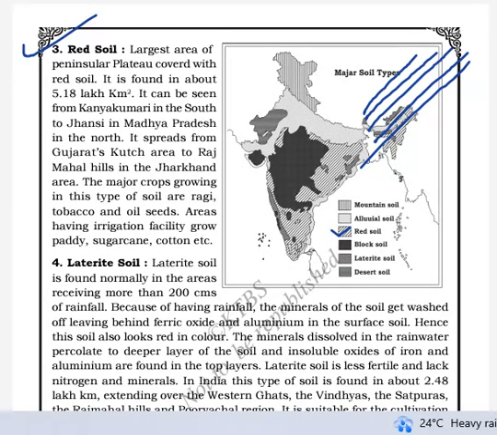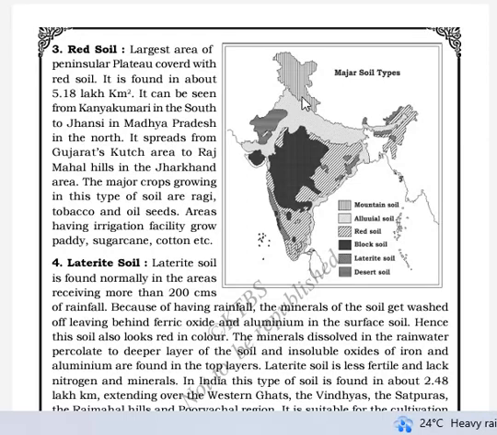It can be seen from Kanyakumari in the south to Jhansi in Madhya Pradesh. You can see Kanyakumari, it is present in the south area, and near Jhansi in the Madhya Pradesh area, you can see this soil. It spreads from Gujarat's Kutch area to Rajmahal Hills in Jharkhand. In the Gujarat areas also, you can see this soil, and in Jharkhand, in this area, you can see this soil.